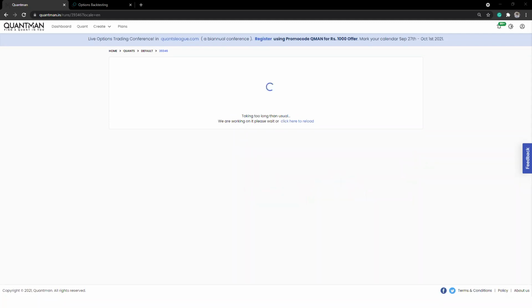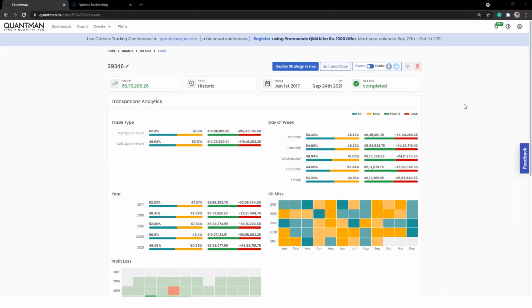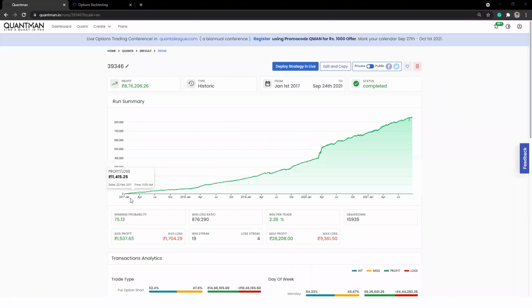Can this be successful? Let's look into the data and then we'll see whether it will be successful or not. A lot of people are skeptical about that. This is a smooth equity curve, right? That is the reason it was quite popular among traders. It has a win rate of 75.13%. It also includes the Jan 2020 crash.